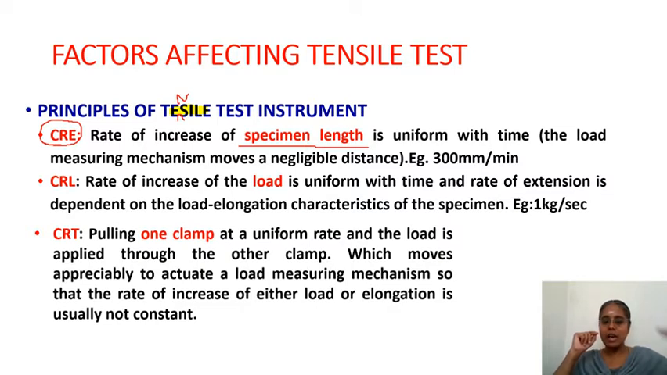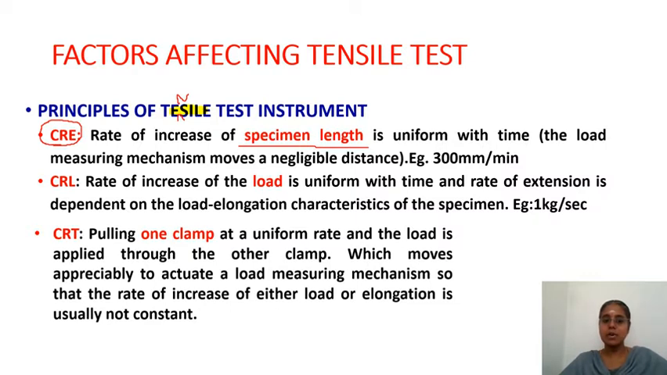In this, you have a top jaw, you have two jaws. The top jaw may be hanging. It is not fixed, it is hanging, and so there may be a slight change in its position. So when you move the bottom jaw at a constant rate, the specimen extension will not be constant. Neither loading will be constant nor extension will be constant.